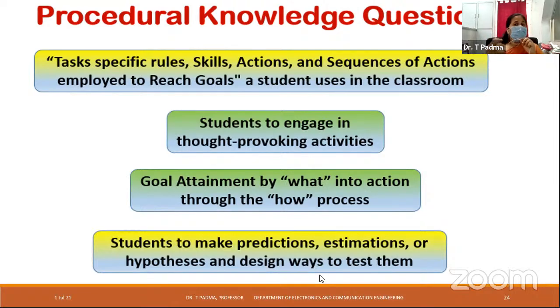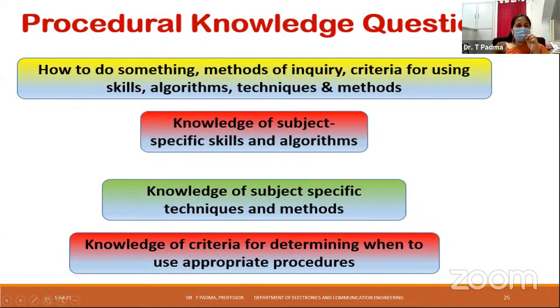So those types of questions are procedural knowledge questions, where the goal is attained by moving from what into an action through how, the process. So from what to how, they need to reach it so that they can attain the goal. Similarly, the students have to make predictions, estimations, hypotheses, and design ways to test them. That is the procedural. Then the procedural knowledge is how to do something: the methods of inquiry, or the criteria for using the skills, algorithms, techniques, or methods that can be used to solve problems. To solve some problems, there are a few fixed procedures. For some, we need to find the path to solve them. Those are the procedural.